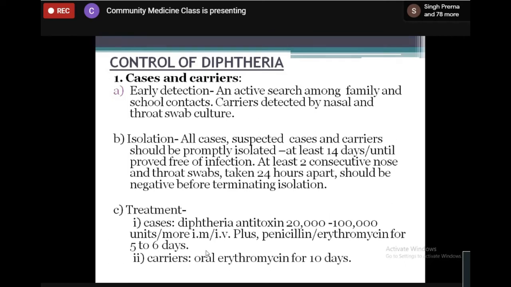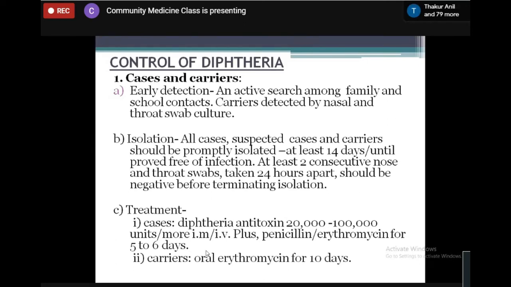So if there are cases, we have to keep them for 14 days. But for suspected cases and carriers, we have to do the test as soon as possible, two cultures from the nose and throat collected 24 hours apart. If they come out negative, then you can send the person home, for suspected cases and carriers. But for cases, you have to wait till 14 days and you have to do the test. So treatment for cases, who have developed signs and symptoms: you have to give the diphtheria antitoxin.